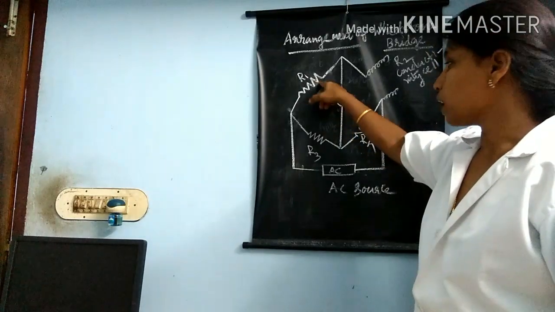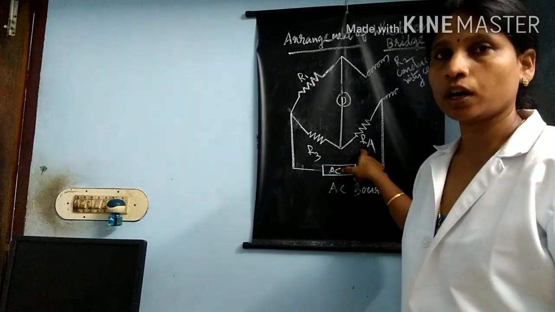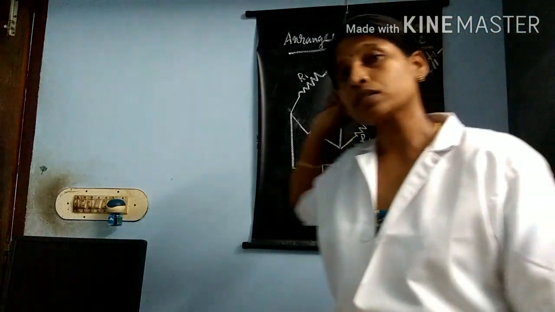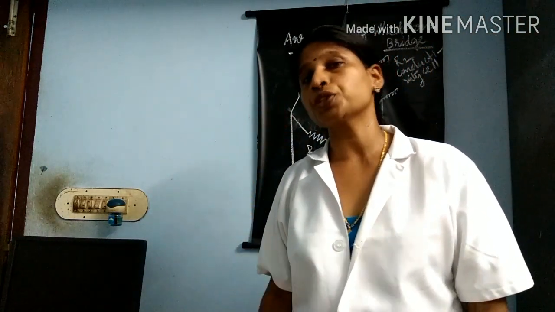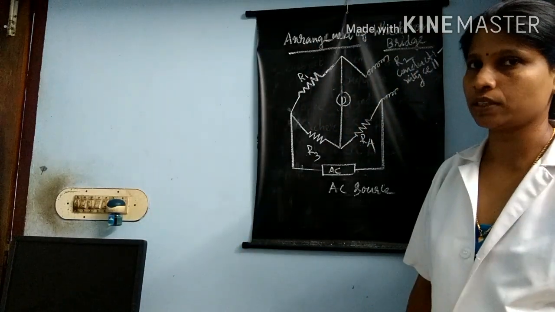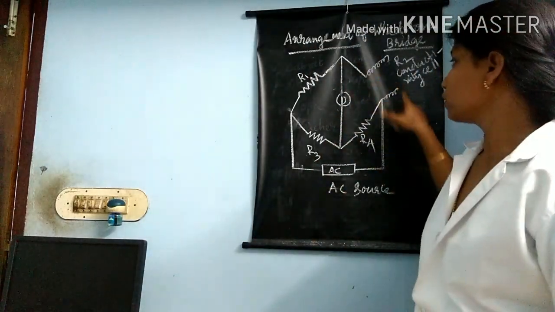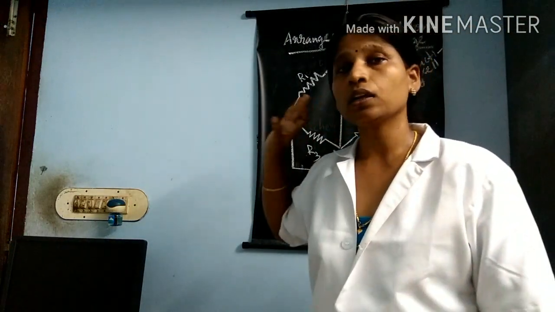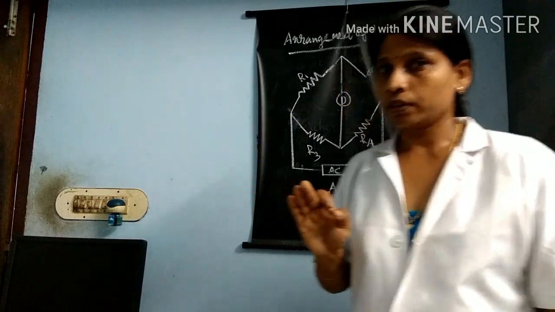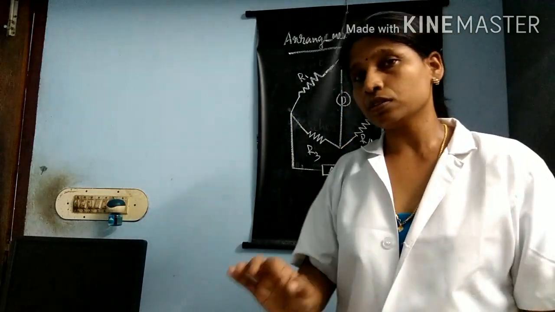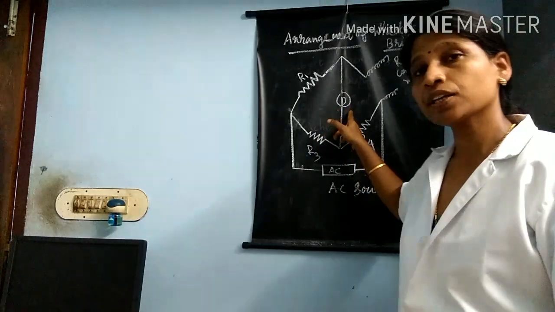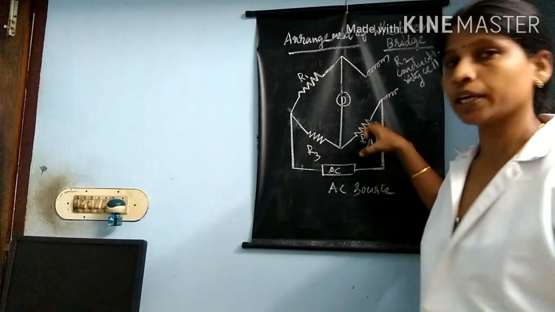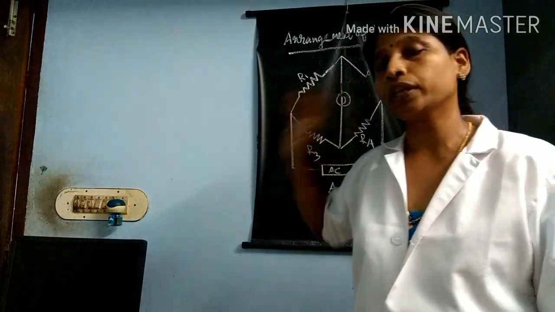Here R1, R3 and R4 are known resistances, and R2 is the resistance of the electrolytic solution that we have to find. Using the relation R1 by R2 is equal to R3 by R4, which is the condition at which the detector shows the null point, we can calculate the resistance of the electrolyte.